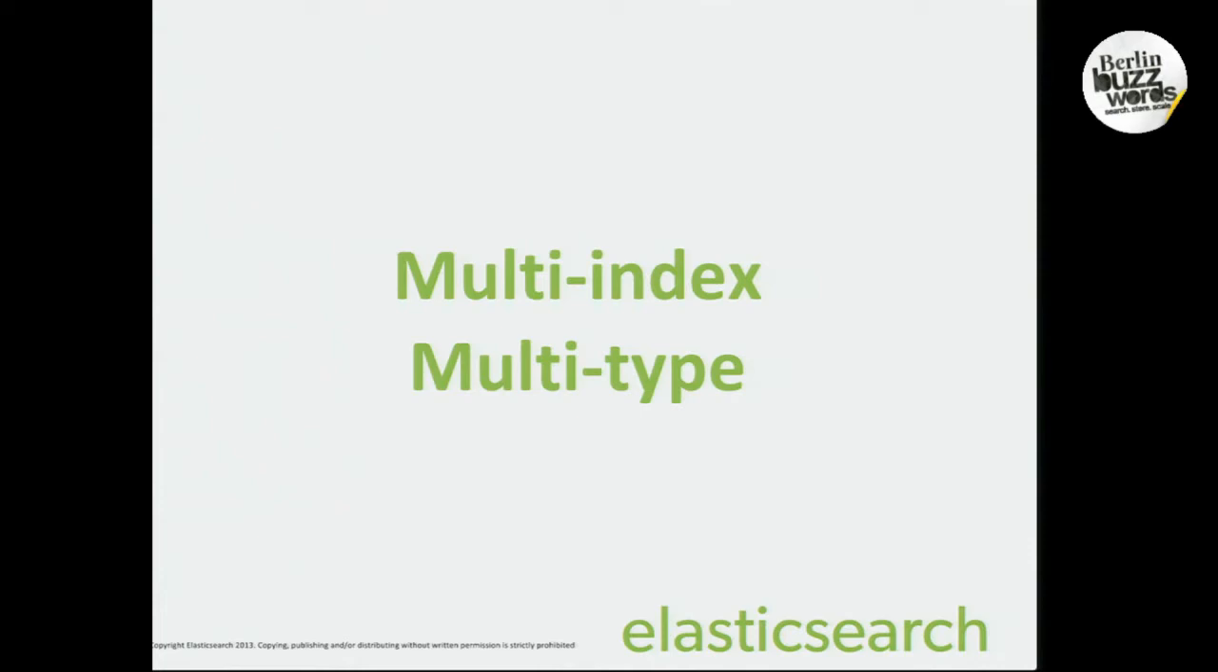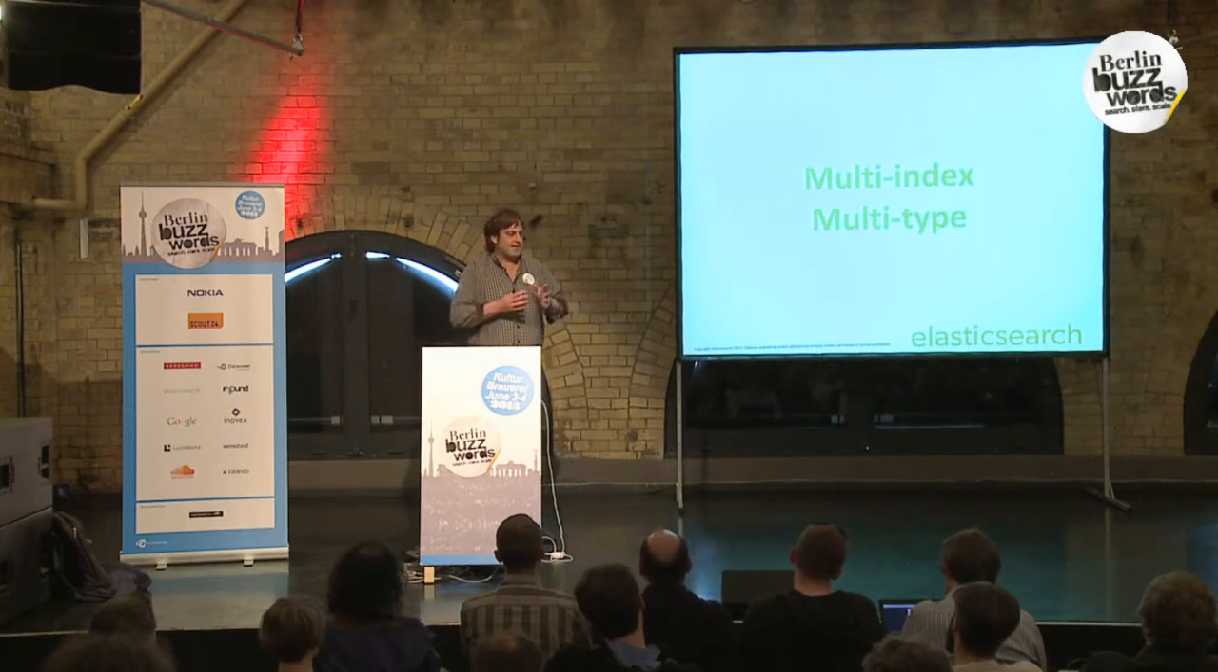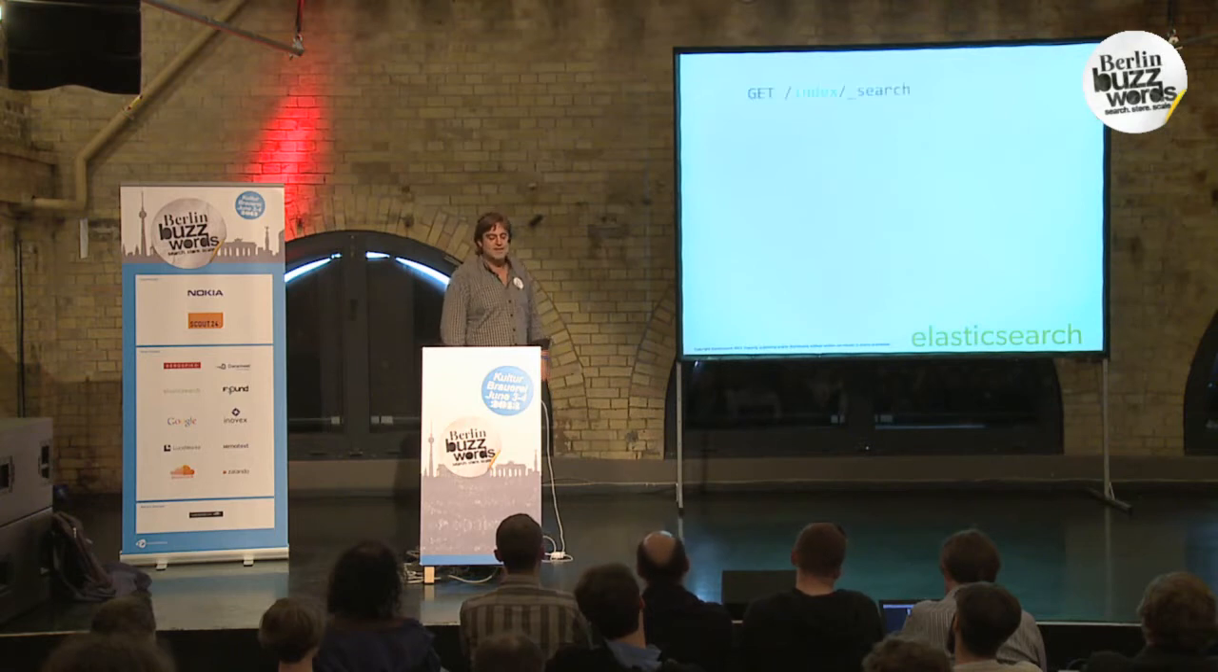You can search across multiple indices and multiple types. I said that searching a single index was already hitting all of the shards in that. So searching multiple indices is exactly the same process, but extended to more shards. How can you specify it?